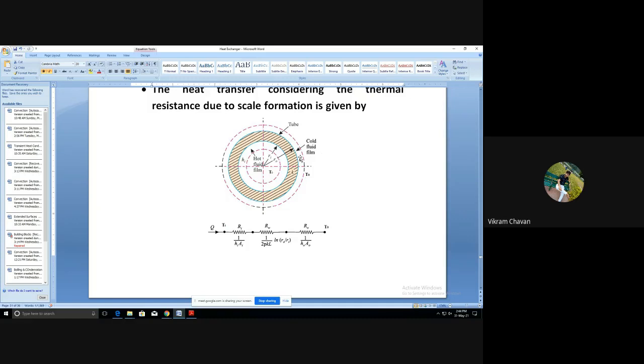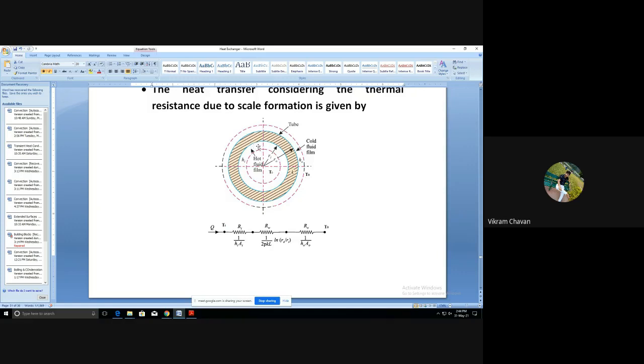And the third resistance, when the heat is transferring from the outer surface of the tube to the external fluid, will be 1 divided by H naught multiplied by A naught. And we have to formulate this heat transfer. But what will happen if you consider the scaling resistance offered to the heat transfer in this particular case? Where will the scaling form?